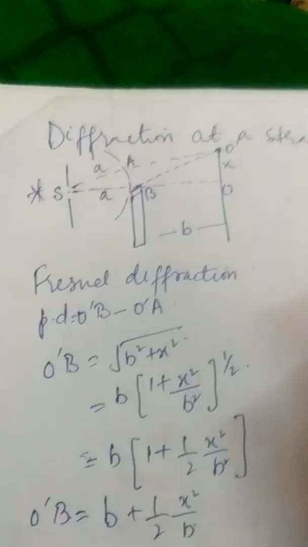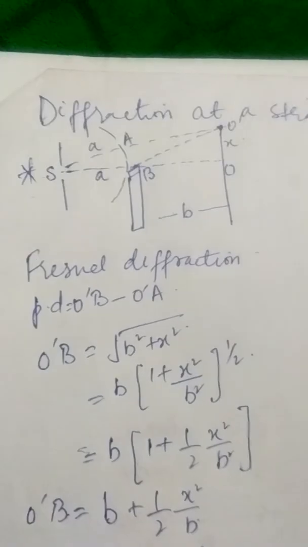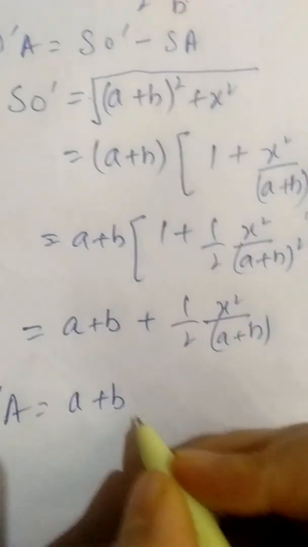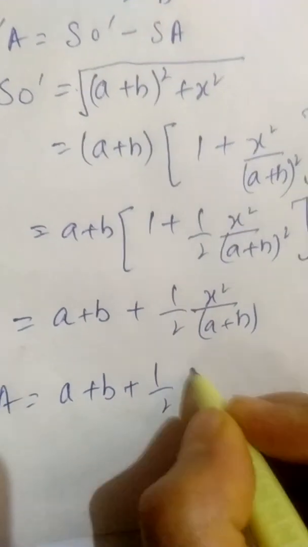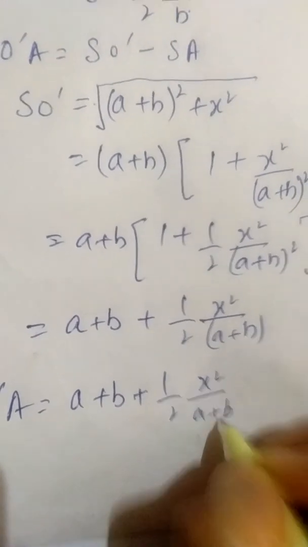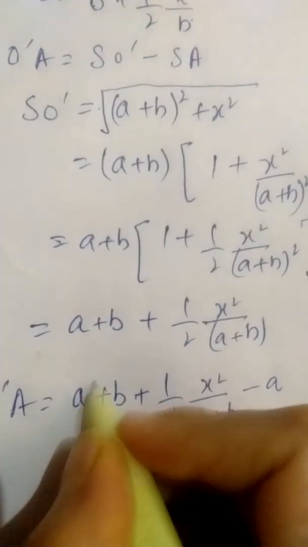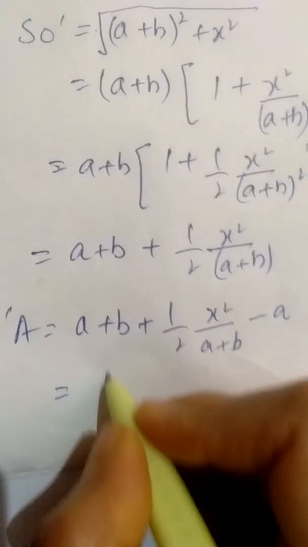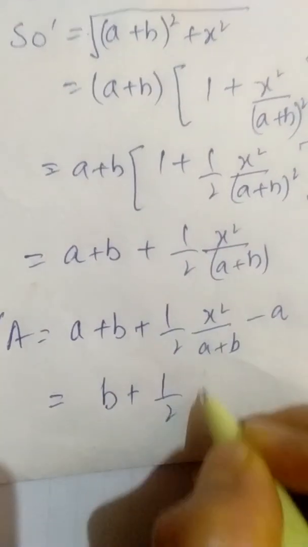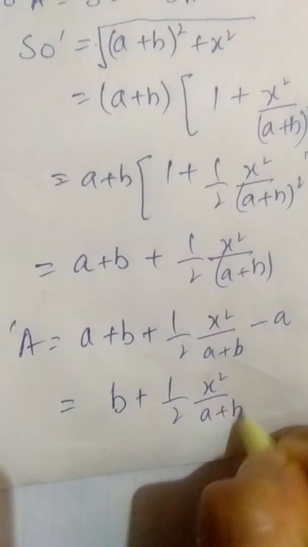And what is SA from the diagram? It is a, small a, right? So this is a plus b plus half of x square by a plus b, minus a. This a and a will go. You are left with b plus half of x square by a plus b.